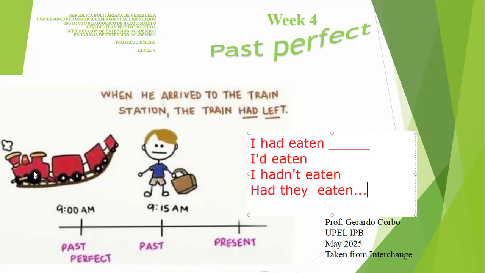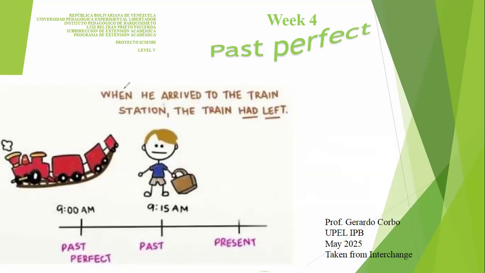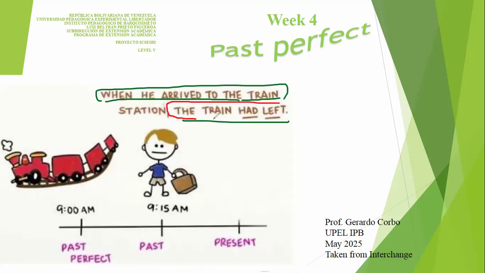Now, look at this example we have in here. When he arrived to the train, this is essential. Remember that when we use this tense, it needs to go with another sentence in past tense. Why? Because we have to mention two actions in the past. Here we have the two actions, okay? When I arrived to the train, the train had left.